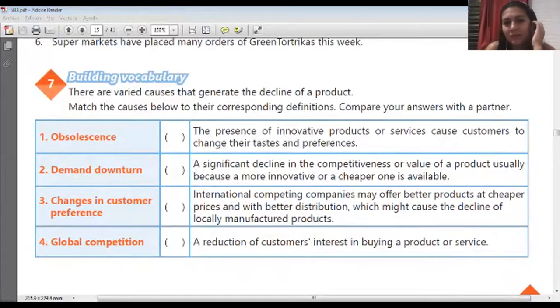Okay. Obsolete, demand downturn, changes in customer preference, global competition. Okay. Start reading. Ready? The presence of innovative products or services causes customers to change their tastes and preference.